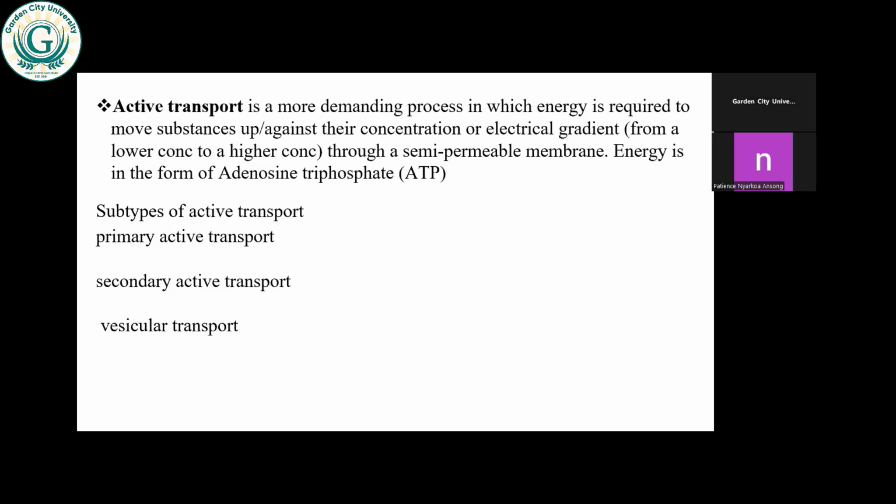So here, energy is required to move substances up or against their concentration gradient. So it's also through a semi-permeable membrane or across the cell membrane. Then the energy is in the form of adenosine triphosphate. You have subtypes of active transport. You have primary, secondary, and then vesicular transport.